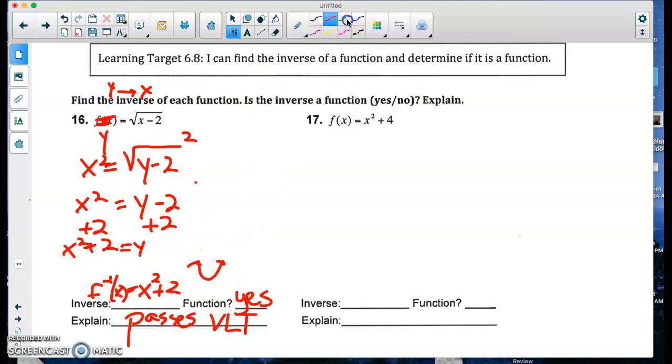Okay. All right, this next one, I'm going to put a star on this. Some people might want to study this one. Again, I'm changing this to a y.